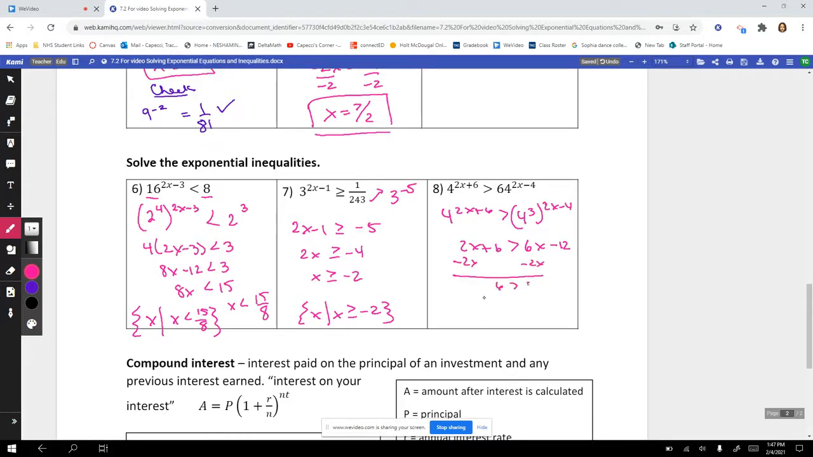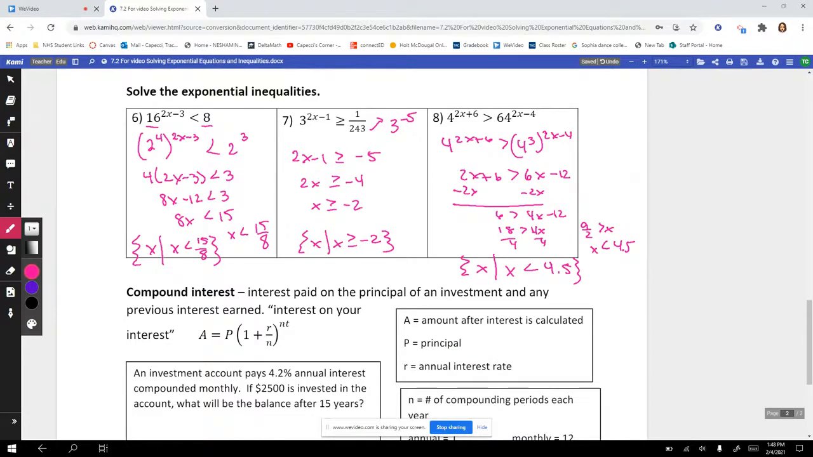And I have 6 is greater than 4x minus 12. Add the 12. So I have 18 is greater than 4x. Divide both sides by 4. So this gives me 9 over 2 is greater than x, or x is less than 9 over 2, which is 4.5. So we can use it that way if we like. Okay, so I'm going to say, let's see, I have x such that x is less than 4.5.